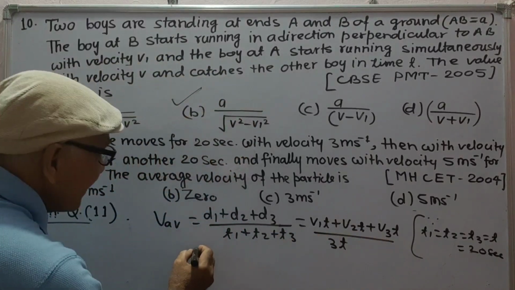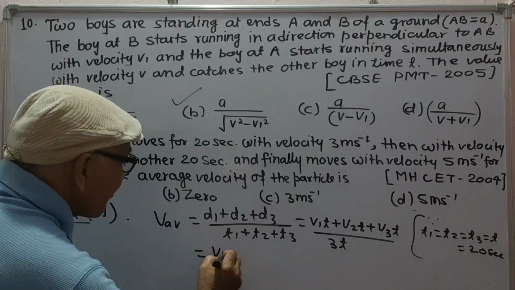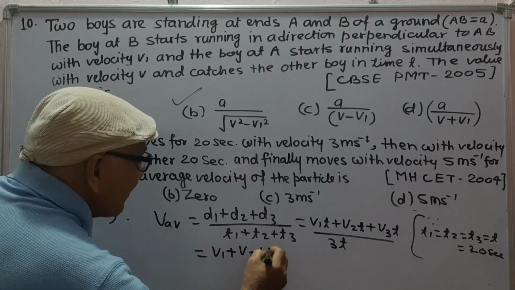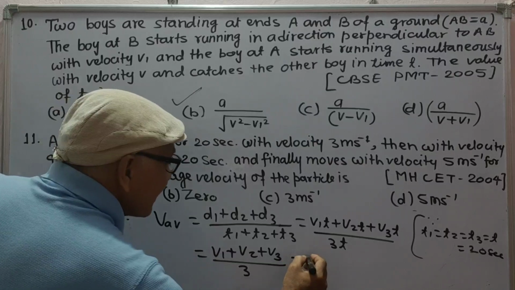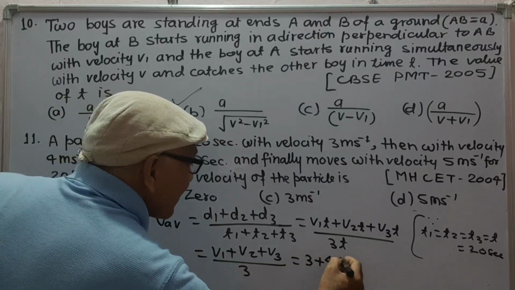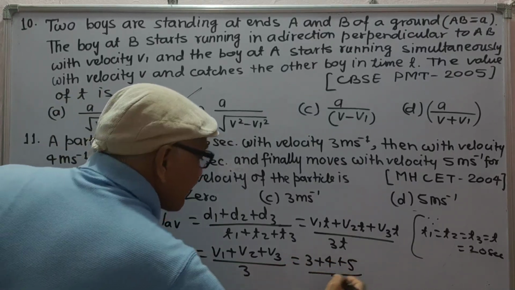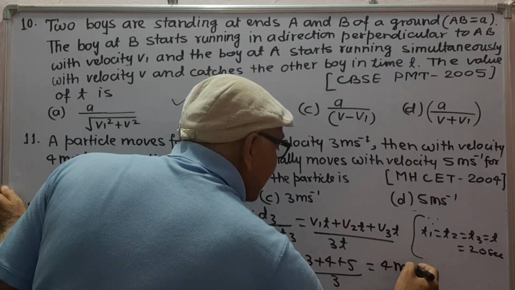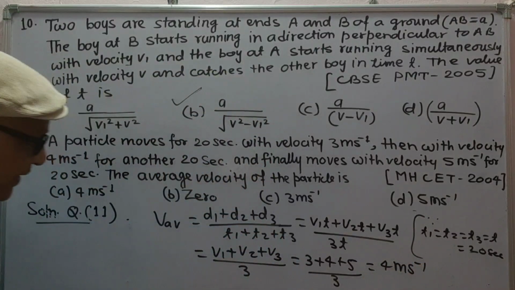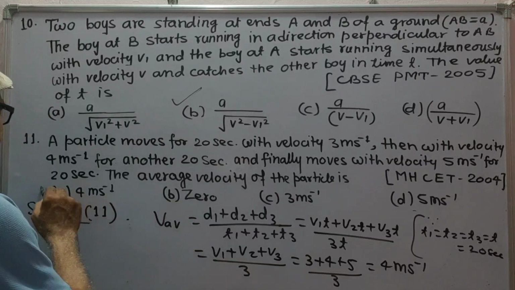So T plus T plus T means 3T. T gets cancelled out and we get V1 plus V2 plus V3 upon 3, that is 3 plus 4 plus 5 upon 3, which is 4 meter per second. So the correct option will be A.